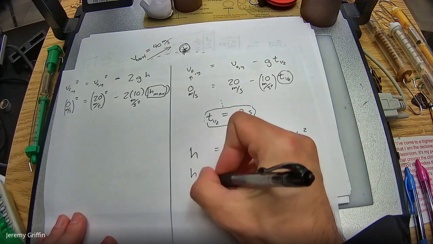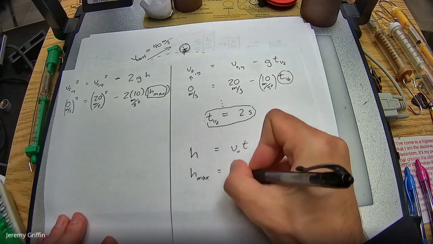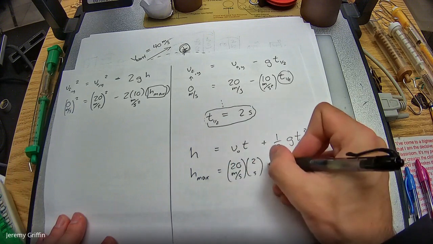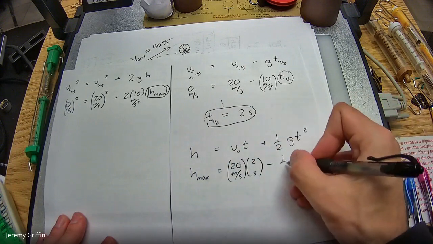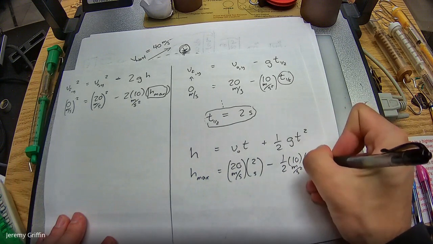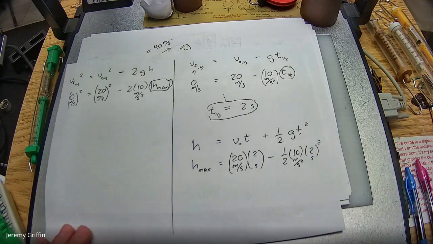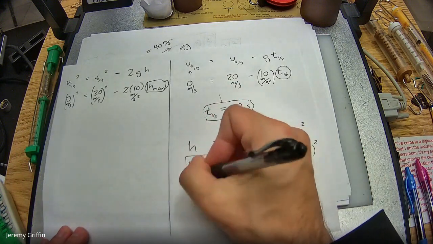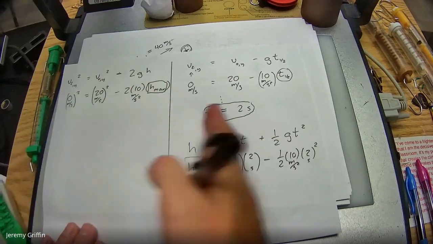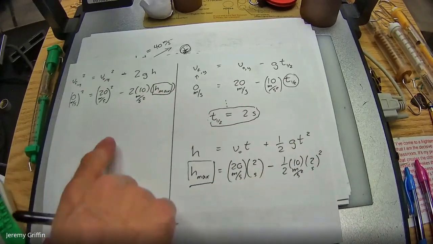This is h max equals 20 meters per second for 2 seconds. Then this would be minus, because gravity's pulling down at 10 meters per second squared for 2 seconds squared. Okay, h max from there. So I've got two setups, right? The left half of the paper, the right half of the paper, different points of view, but they should lead to the same thing.